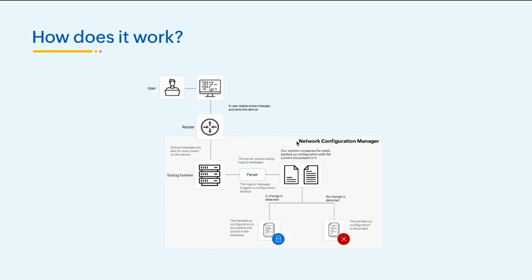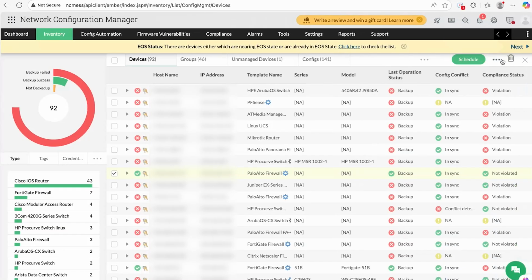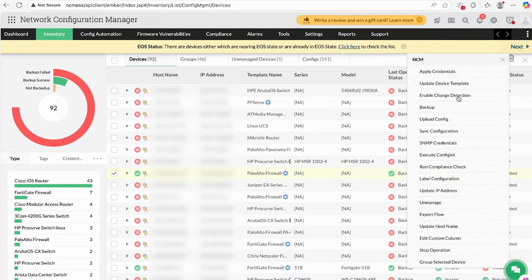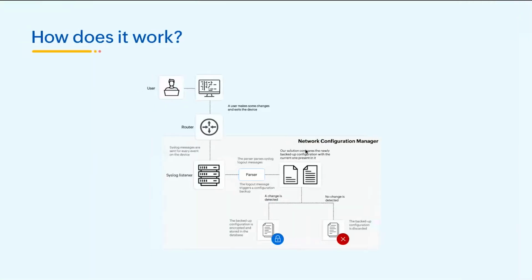To enable this, you need to enable change detection for the devices. You can do this in the same menu you use for backup. You have the option over here, right? Enable change detection. That's how it works. And once you select that option, change detection will be activated.